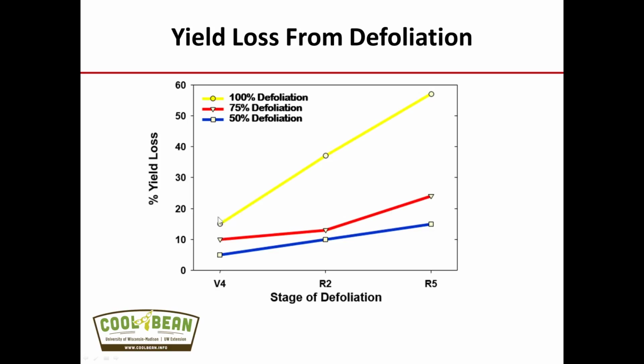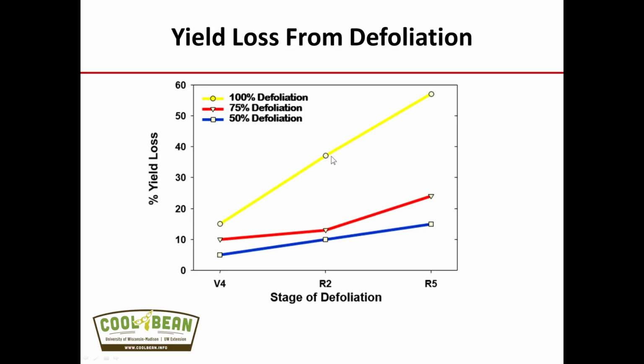So at V4 crop growth stage, a soybean plant can get up to almost 100% defoliation and still be less than 20% yield loss. Again, that crop is going to take a yield loss hit, but it's not as substantial as you would believe. Once we get into the R2 and R5 growth stage, again, a soybean plant can handle 50 to 75% defoliation and still be within that 20% yield loss.